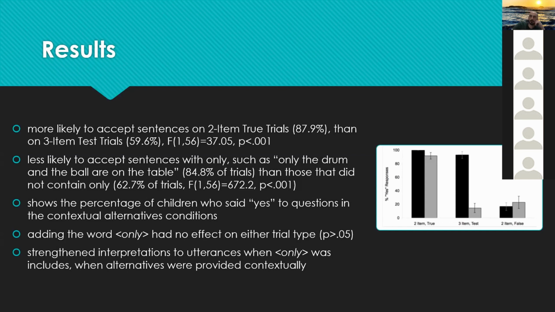When asked for the word some, so the context-independent alternatives conditions, they also correctly said yes on 2-item true trials with 80%, and correctly said no with 87.2% of the trials. Basically, the children strengthened their interpretation of utterances when they included the element only, but only if the alternatives were provided contextually. So basically, if they had a context. And for the context-independent scales, so some and all, they failed to compute implicatures, even when only was added.